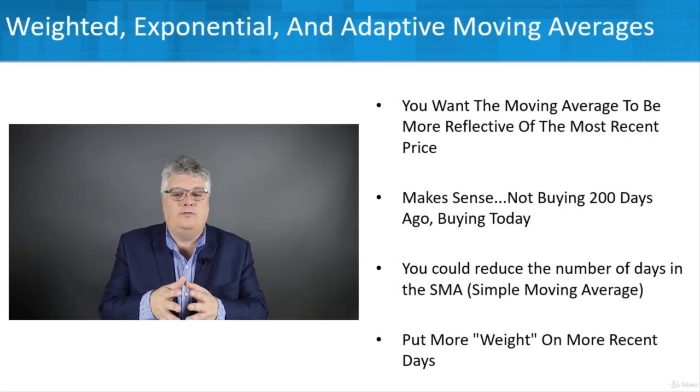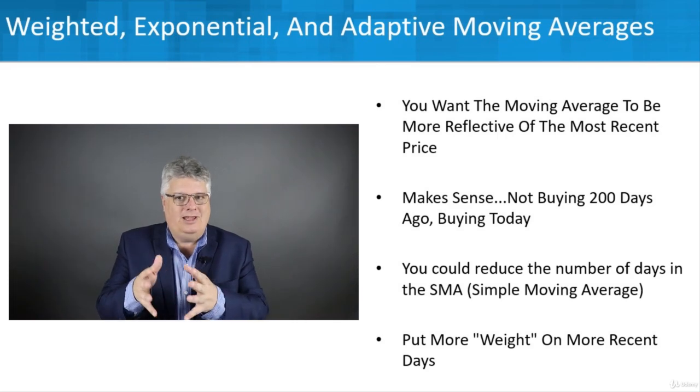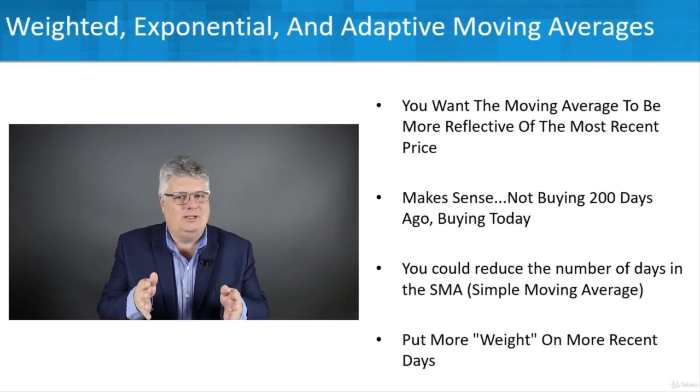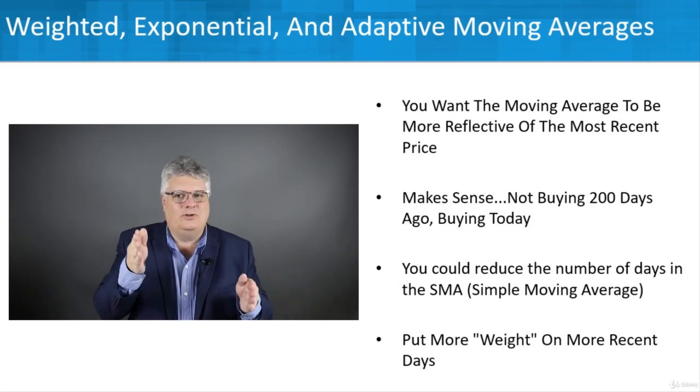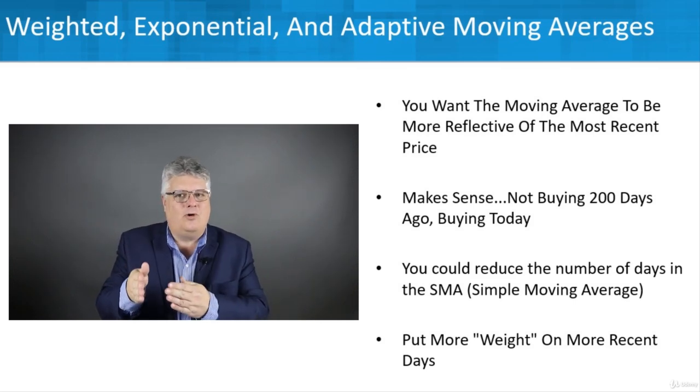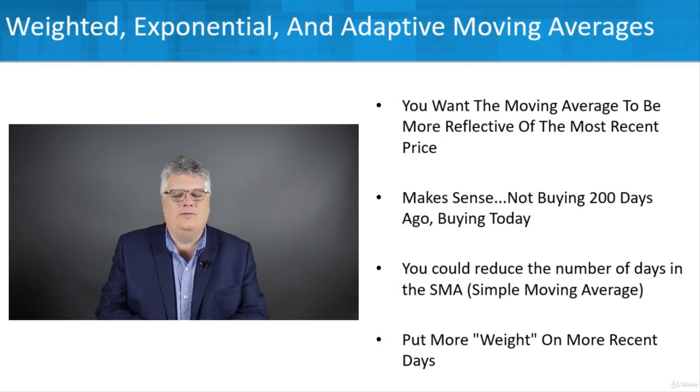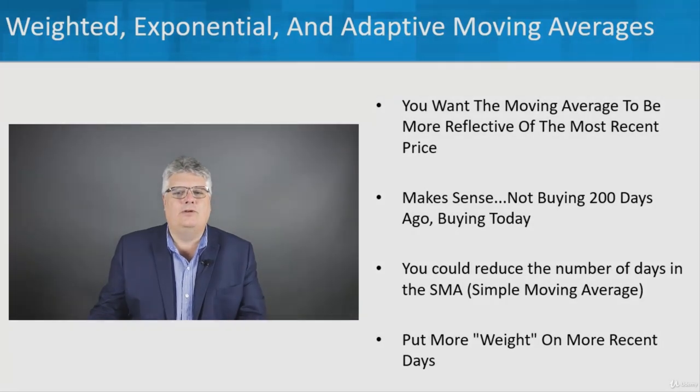One is you could just reduce the number of days in the simple moving average. A 10-day simple moving average gives more weight, 1/10, versus, let's say, a 50-day moving average where it's 1/50th. So you'd have more weight towards that more recent pricing. But you can also use moving averages that actually intentionally put more weight on more recent days. That's what we're going to talk about here, moving averages you can choose to use if you want to put more weight on recent prices, which makes sense.